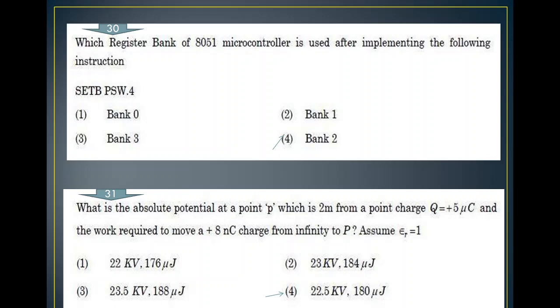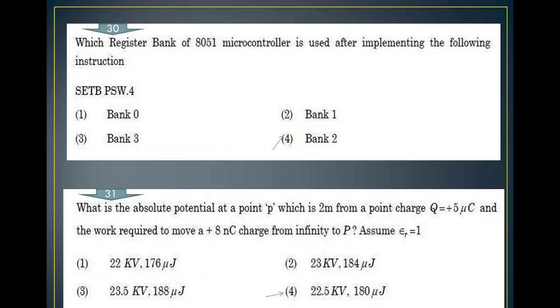SETB PSW.4, and option first bank 0, option second bank 1, option third bank 3, and option fourth bank 2, and the correct option is fourth, that is bank 2. Next question, question number 31.